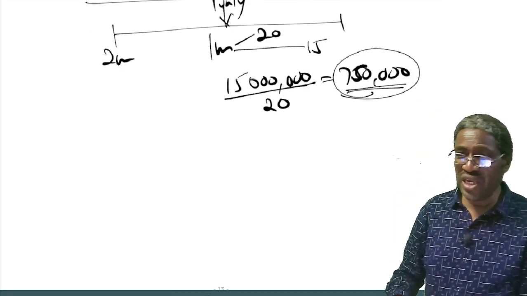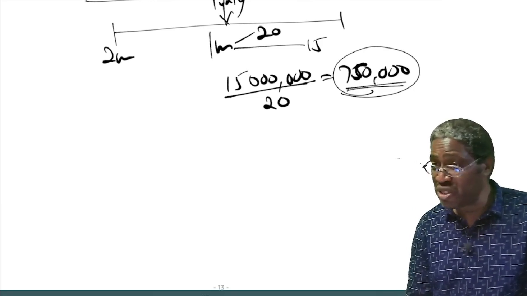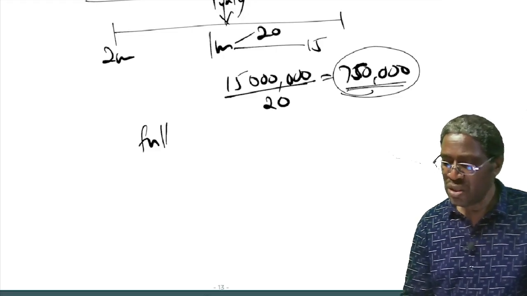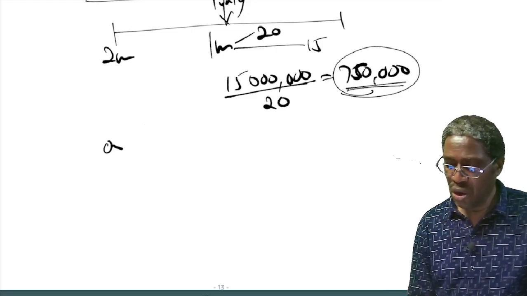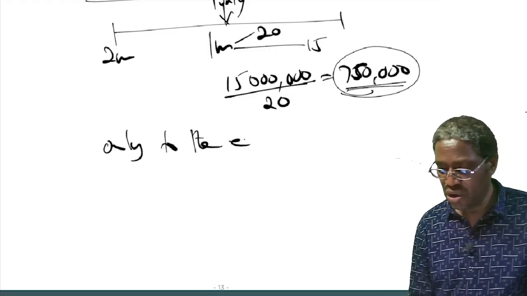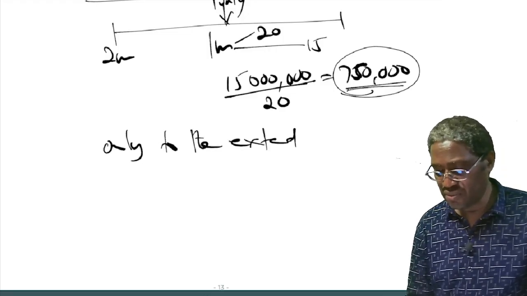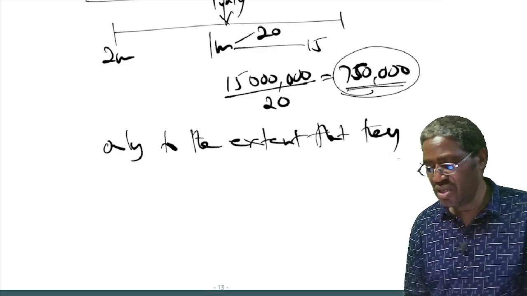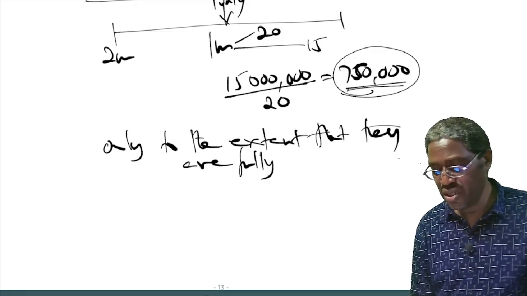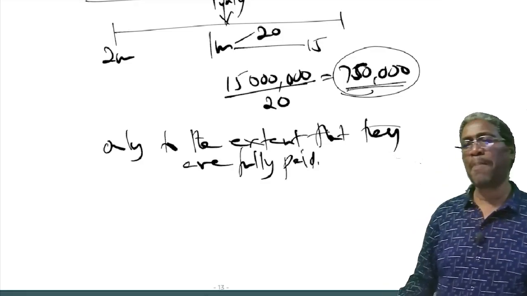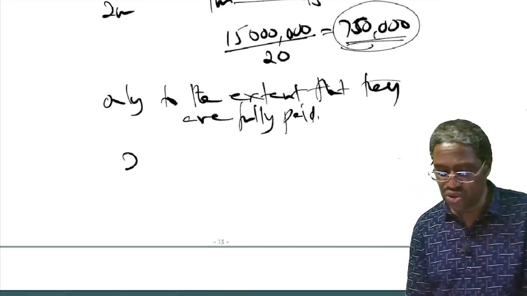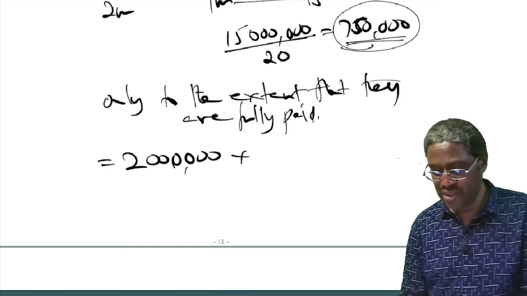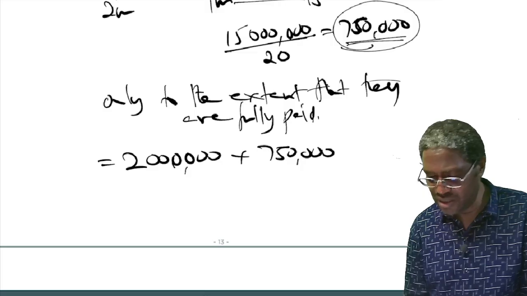Good. So we are saying, in other words now, listen, to compute the weighted average number of shares, we are saying only to the extent that they are fully paid. That is the key word. Meaning, you will now come and take 2 million shares that were there by the beginning of the year, plus the 750,000. Listen again.